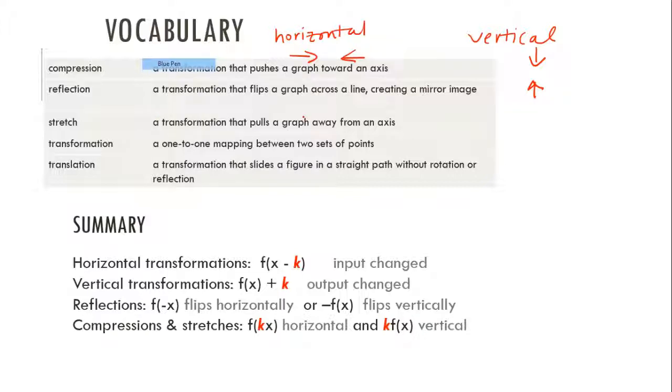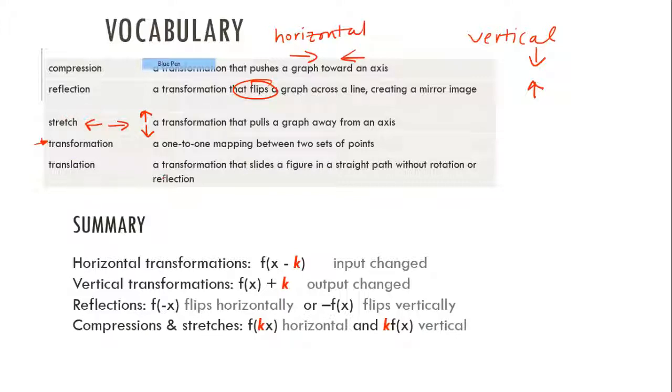And then a stretch is going to be pushing away from one another in either the horizontal or the vertical direction, okay? A reflection is where we flip the graph across the line, creates a mirror image. Transformation is a one-to-one mapping between two sets of points. And when you get to geometry, there's going to be a lot of cool rules for transformations, and you'll learn about rotations and all that jazz.